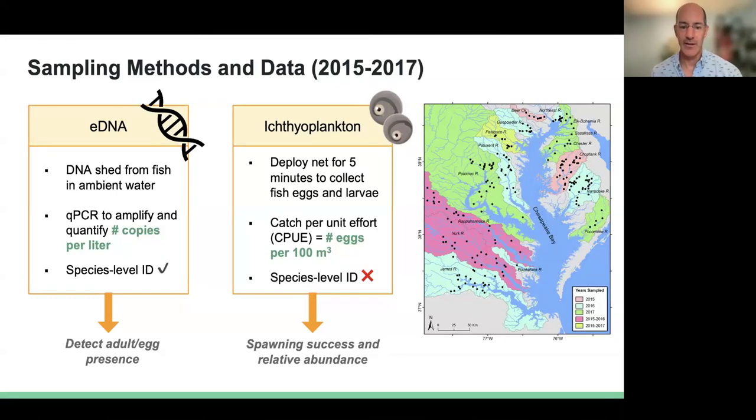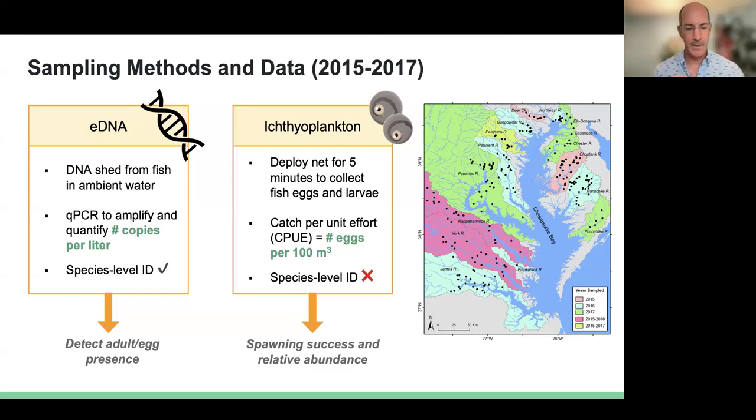So two of the approaches here that I've been talking about: the eDNA approach, again, is DNA shed from the fish into the ambient water. We use this quantitative PCR, or qPCR, approach to amplify and quantify how many copies of DNA there are per liter of water that we sample. And that gives us a species level identification, which is great.